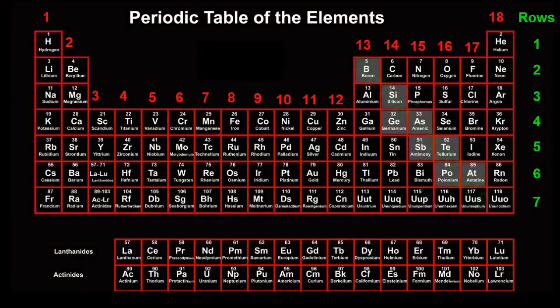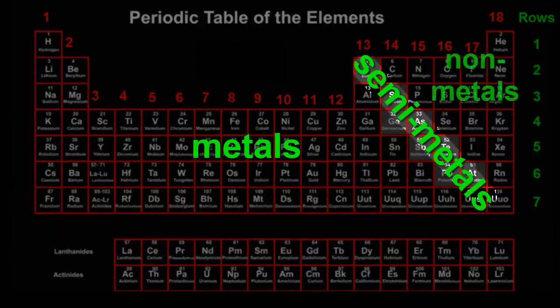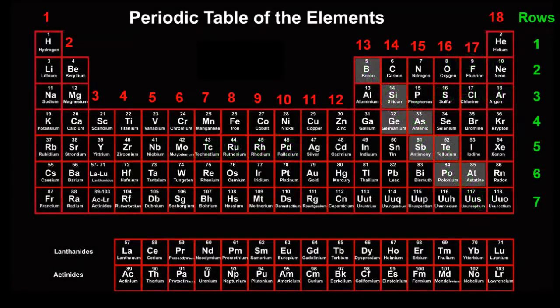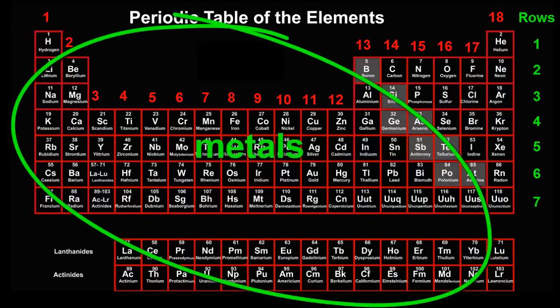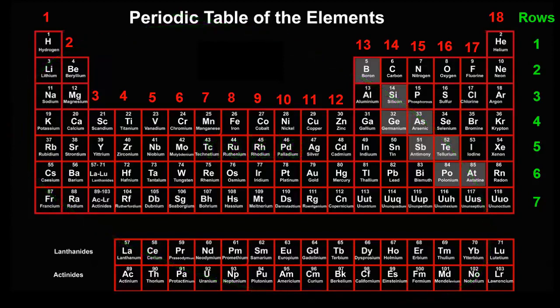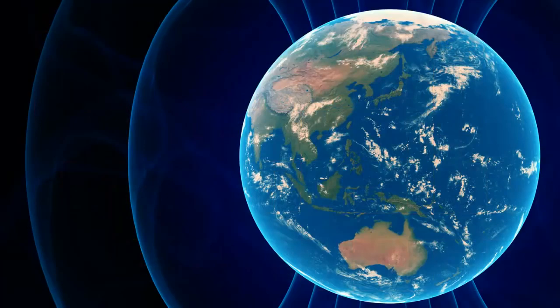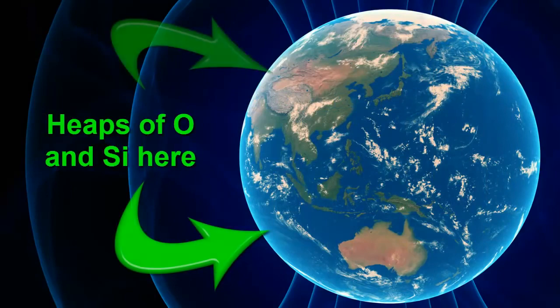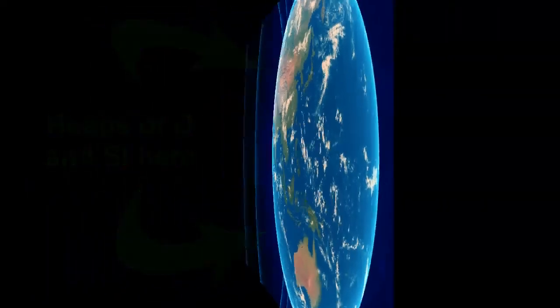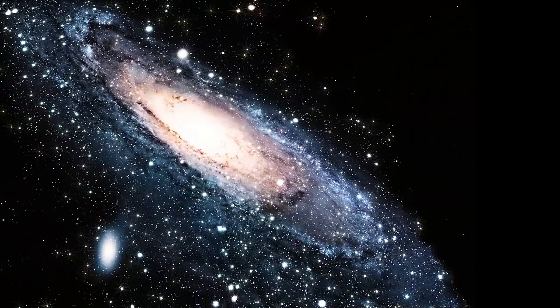These elements are also called semi-metals because they have properties that are in between metals and nonmetals. Are they more metal or nonmetal elements? Metals! Nearly 3/4 of the elements on the periodic table are metals. But that doesn't mean they're more abundant, because in the Earth's crust, there are more oxygen and silicon atoms than the rest combined. And the universe as a whole is mostly hydrogen.